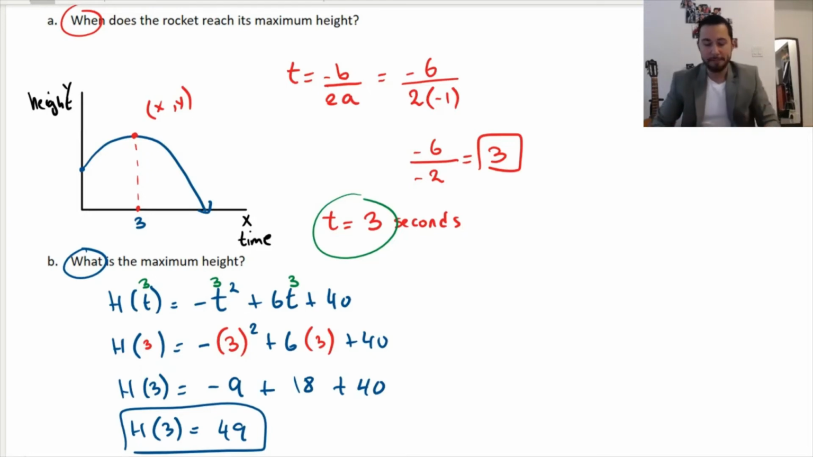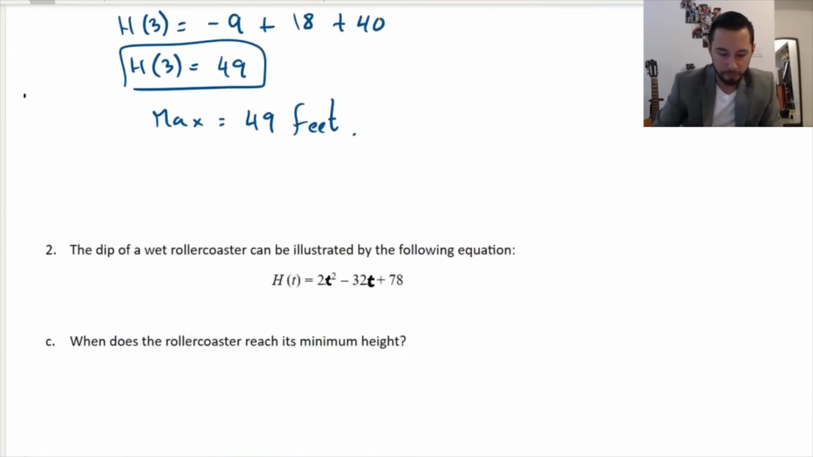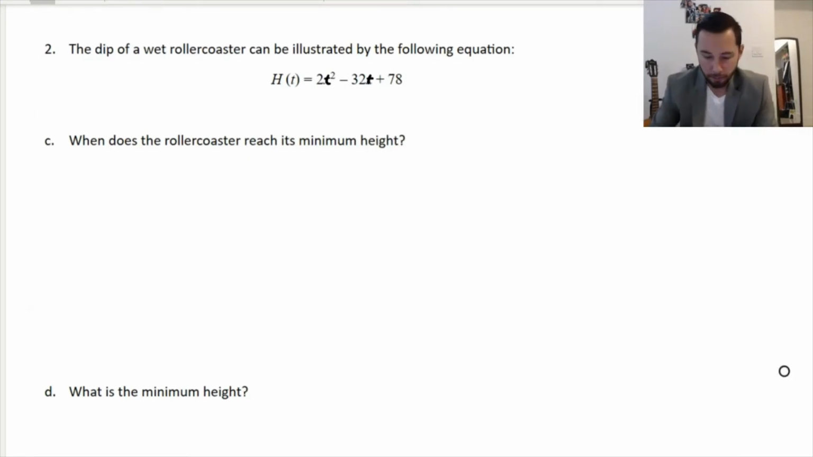So let's look at example number 2, and this is going to be the opposite. Instead of going up, we're going to be going down, so we're going to look for some minimum. Problem number 2 is going to be a positive parabola, so it starts up, dips down, and goes back up. The problem says the dip of a wet roller coaster can be illustrated by the following equation: the height in terms of time is equal to 2t squared minus 32t plus 48.